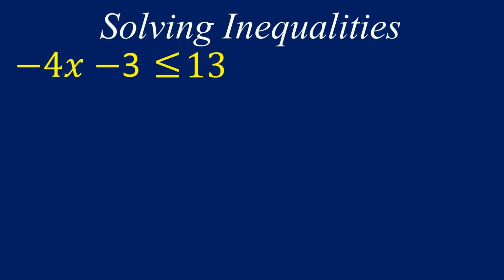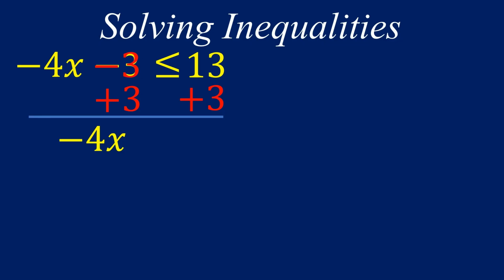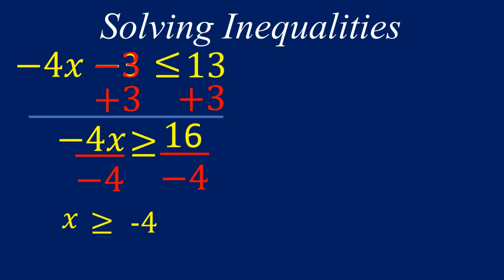For this inequality, we have minus 3, so we add 3 to both sides. On the left-hand side, the 3's cancel, leaving negative 4x. On the right-hand side, 13 plus 3 is 16. Make sure we write the less than or equal to symbol, not an equal sign. Next, we divide both sides by minus 4. Now this step is very important. The negative 4's cancel on the left-hand side, leaving x. And 16 divided by minus 4 is minus 4. Because we divided by a negative number, the inequality sign flips. So the solution is x is greater than or equal to -4.